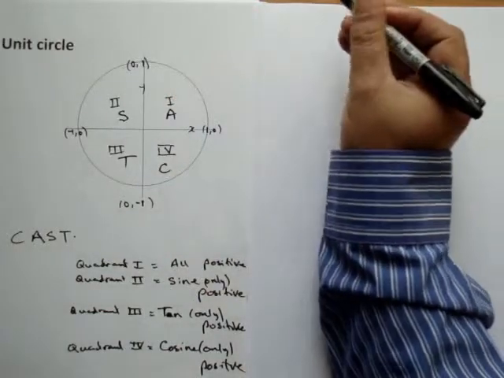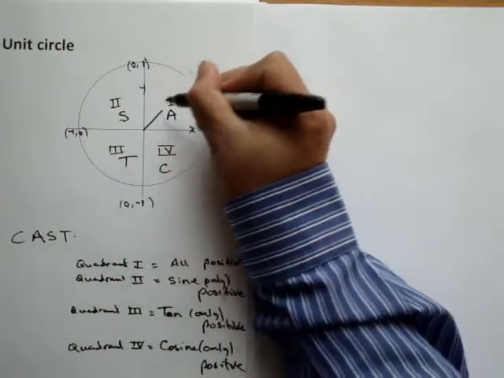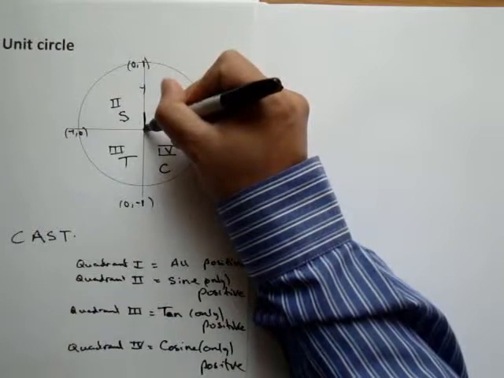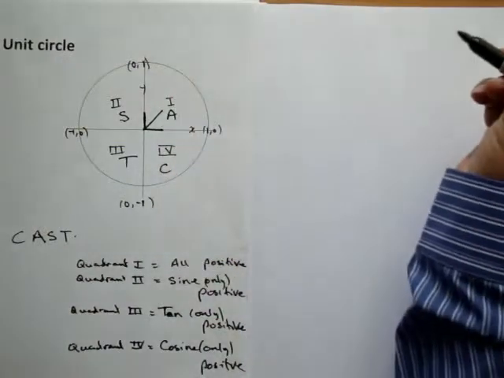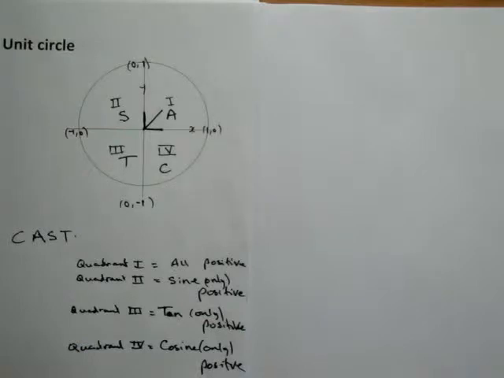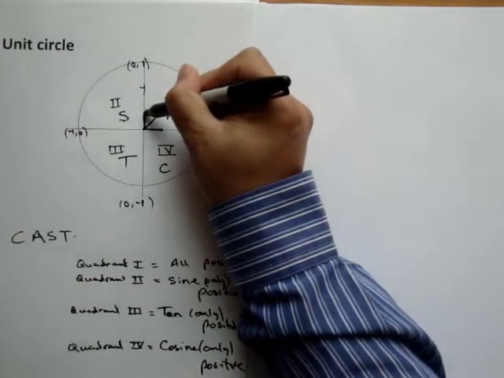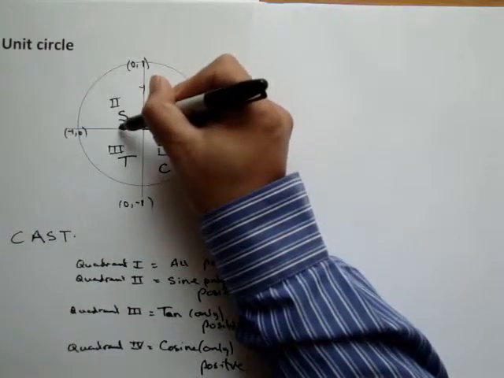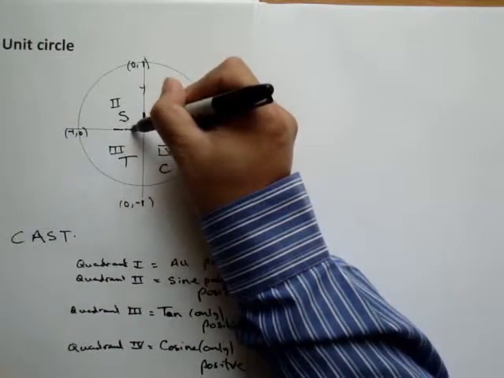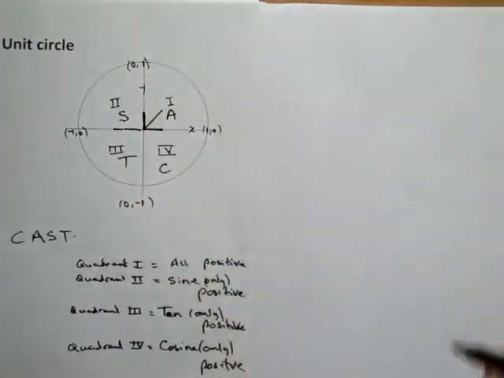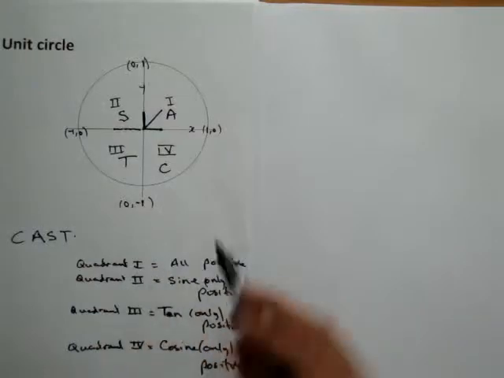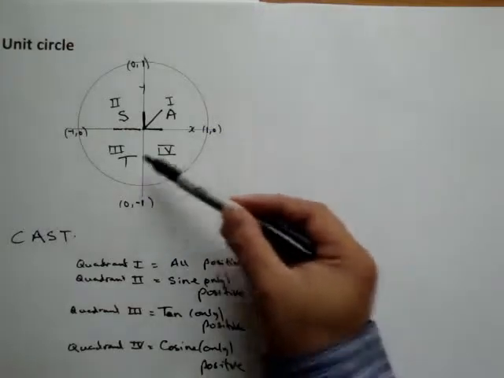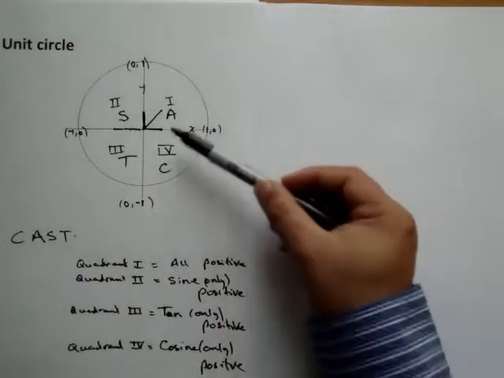If we think about our projections onto the xy axis, when we're in quadrant 1 and we're projecting an angle here, both sine, which is here, and cosine, which is along the x-axis, are positive. In quadrant 2, only the sine, which is projected onto the y-axis, is positive. Cosine, which would be along the x-axis, is negative. So quadrant 1 all positive, quadrant 2 sine only positive, quadrant 3 tangent only positive, and quadrant 4 cosine only positive.